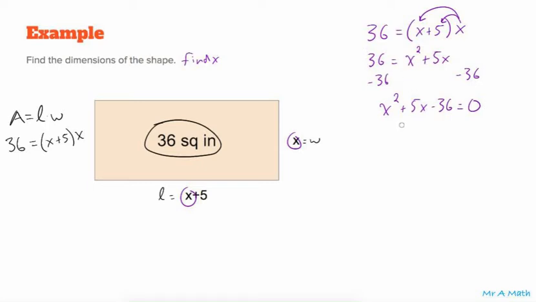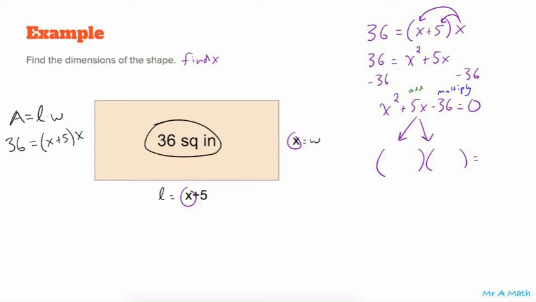Well, if I want to solve for x here, what I have to do is factor this in order to find the roots of x. So if I factor this, what are my two numbers that add up to get me 5, but multiply to get me negative 36?